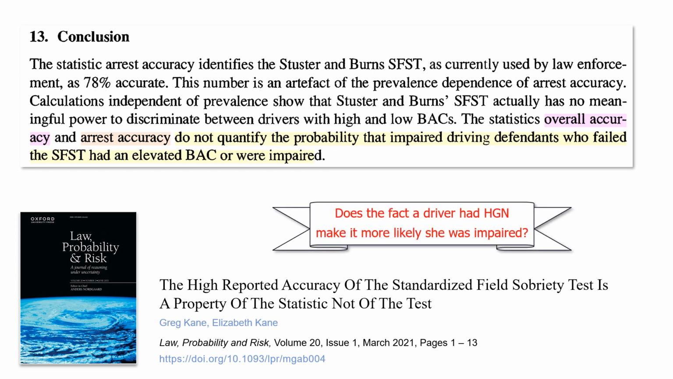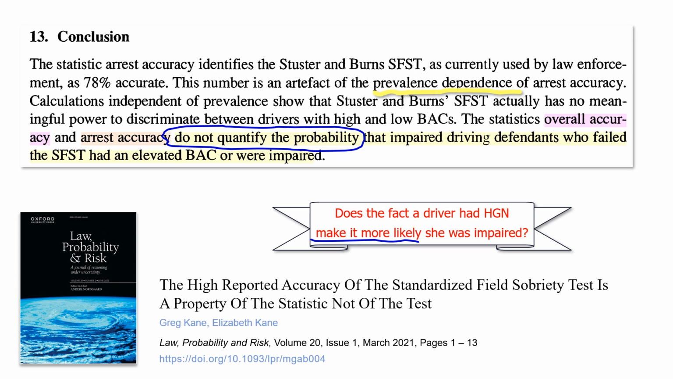Remember that sentence, I suggest you make the sobriety test question at issue in an impaired driving case? Does the fact a driver had HGN make it more likely she was impaired? Kane's Oxford study answers that question. The pink overall accuracy and the orange arrest accuracy do not quantify the probability at issue. The so-called accuracies the officers testify about do not describe how likely it is the defendant was impaired. The officer's testimony is wrong and misleading.